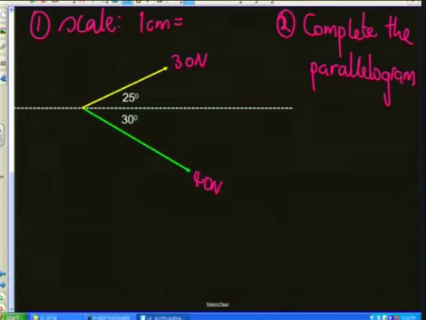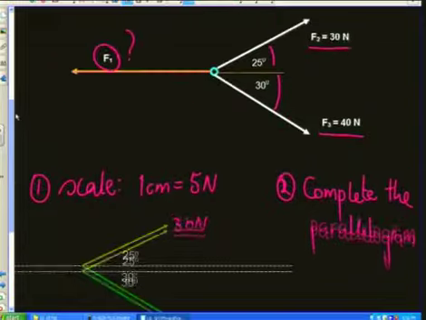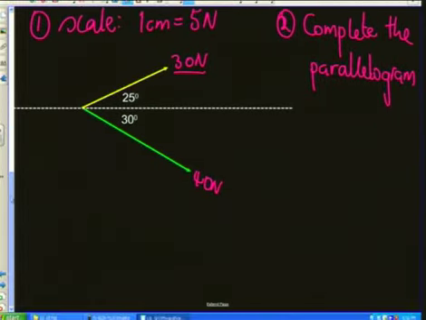I've got how many 5s in 30? I've got 6 of them. So I would need 6 centimeters to represent 30 newtons. So what I will do is I will draw this F1, and I think this is F1, it's F2. I'll draw F2 such that when I put my ruler down, it must give me 6 centimeters from there to there. And I must also then make use of my protractor to put that angle.